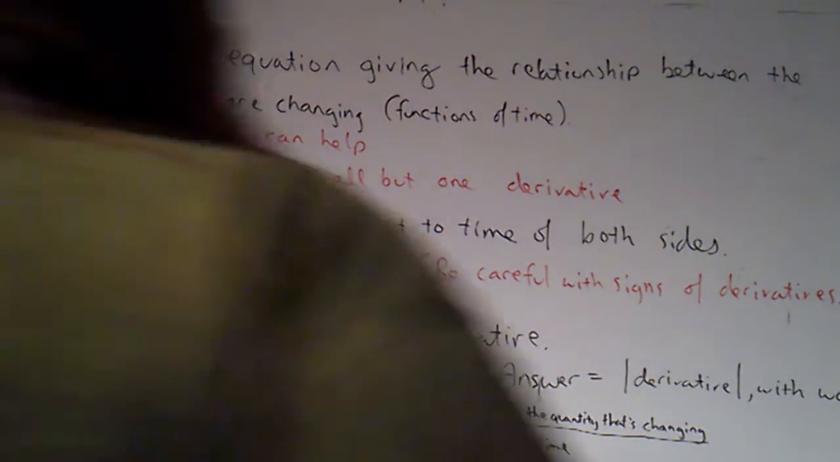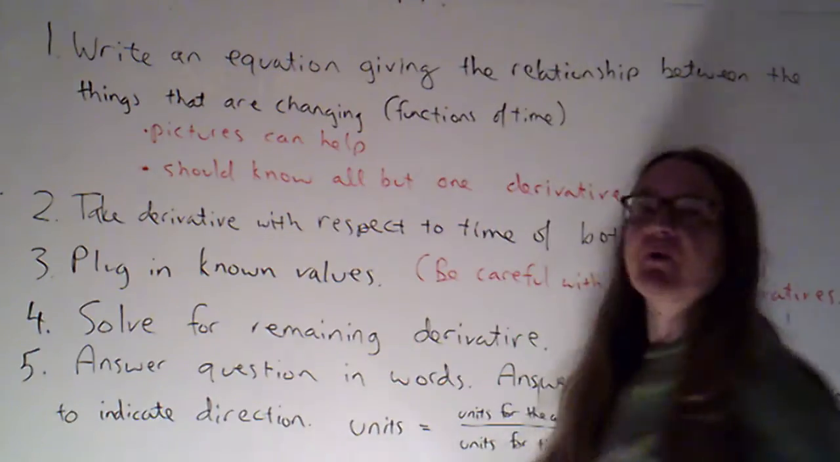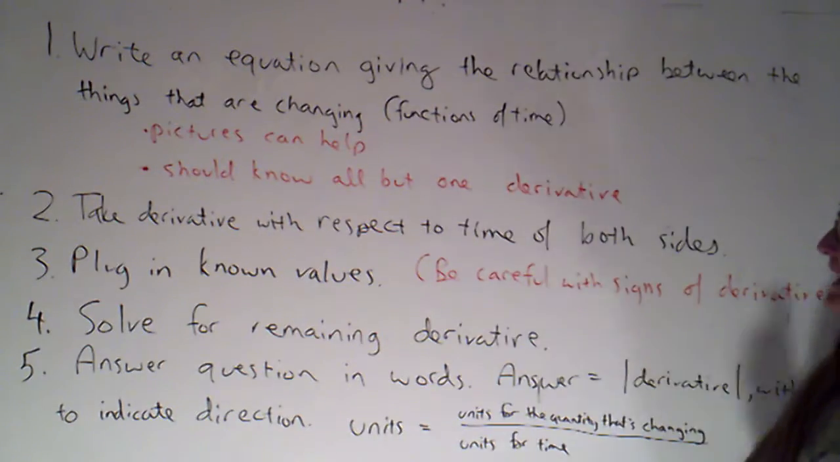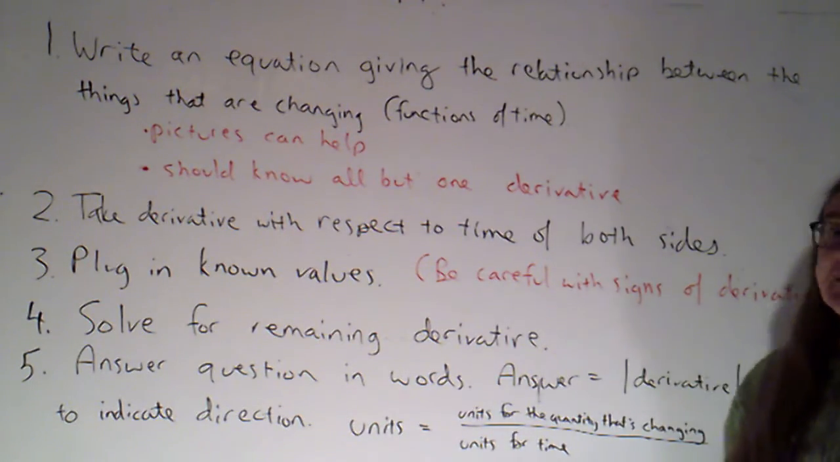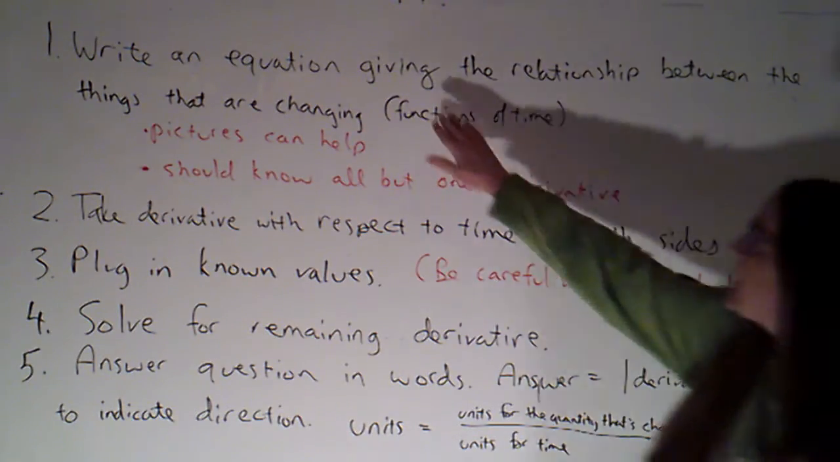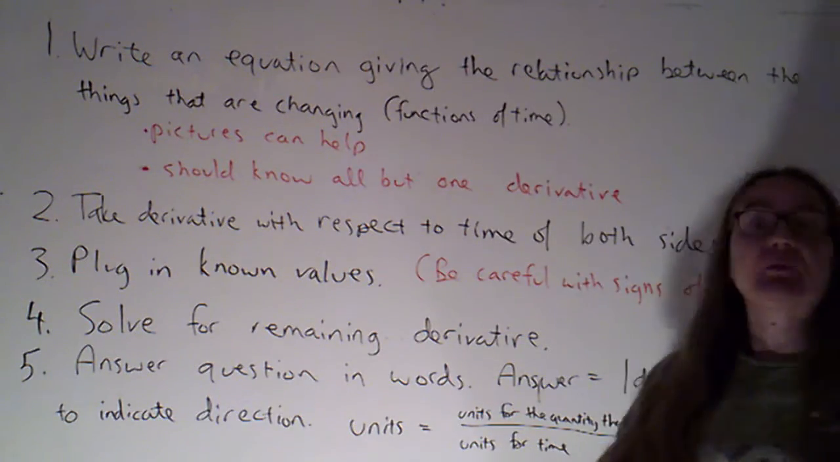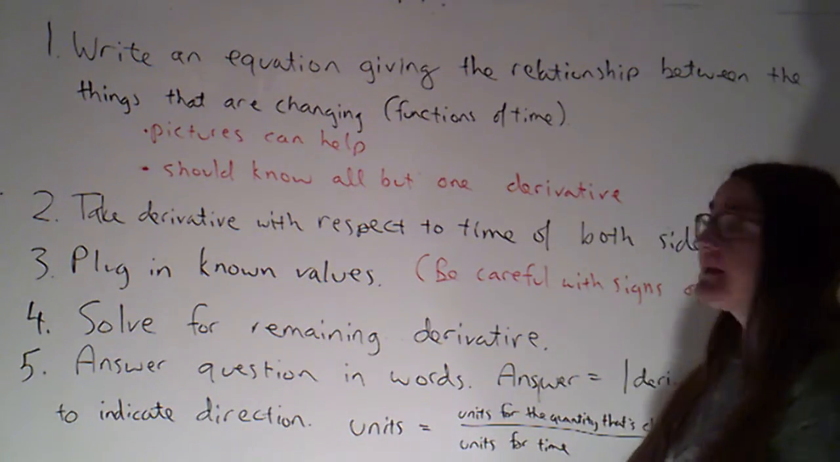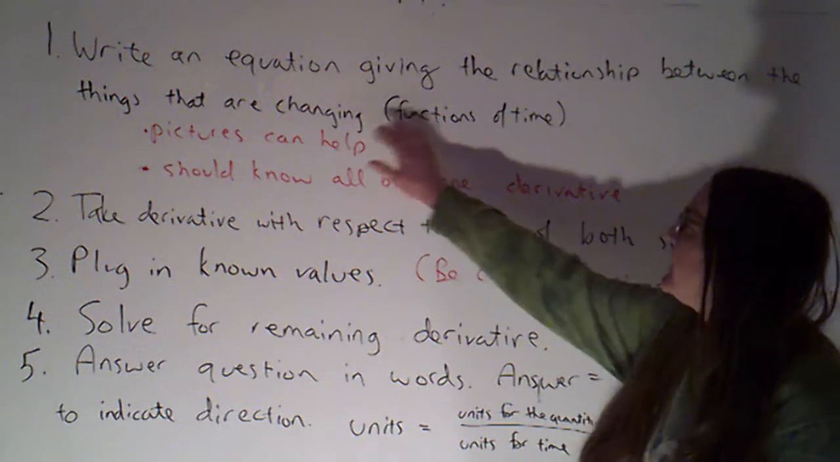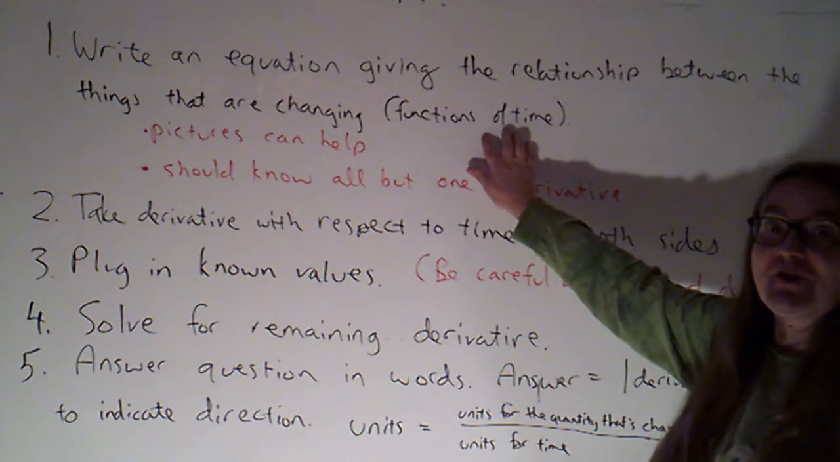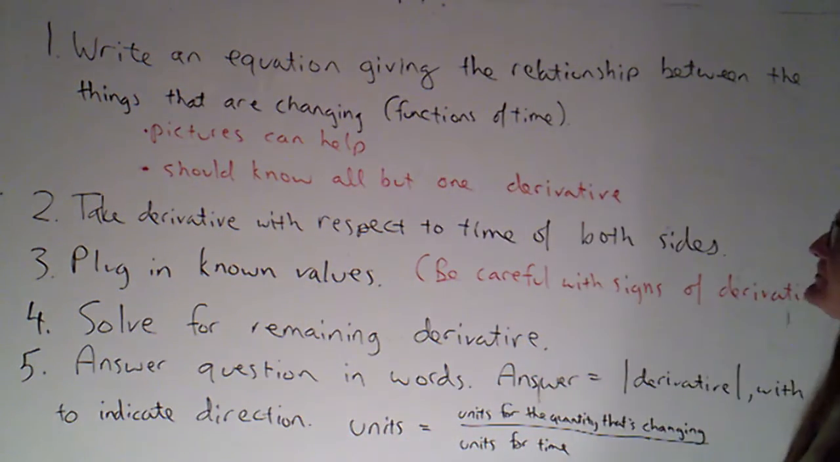Now that we've done a couple examples of related rates problems, I've got the steps that I usually follow written down on the board here. So the first thing I do is I try to write an equation that gives me the relationship between the things that are changing, remembering that things that are changing are functions of time.